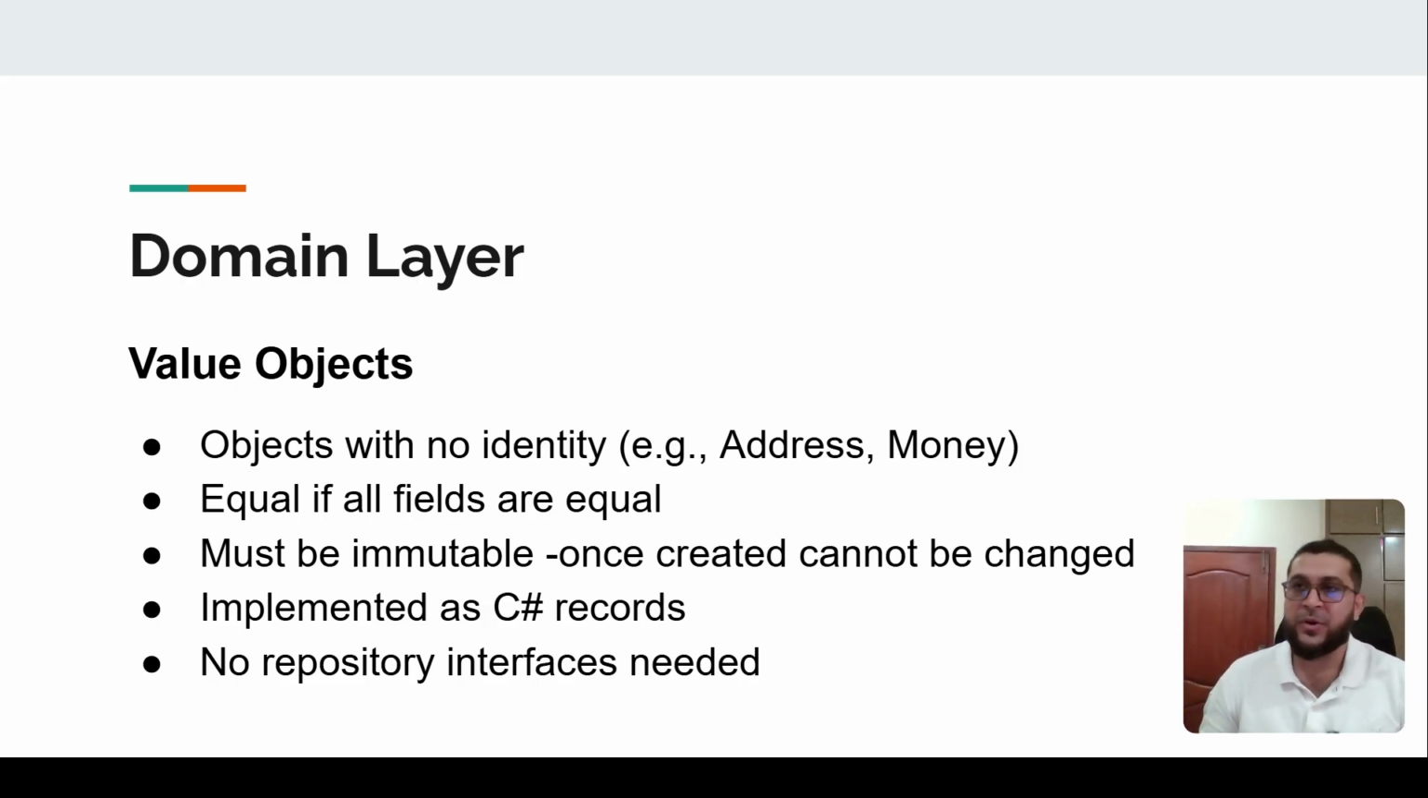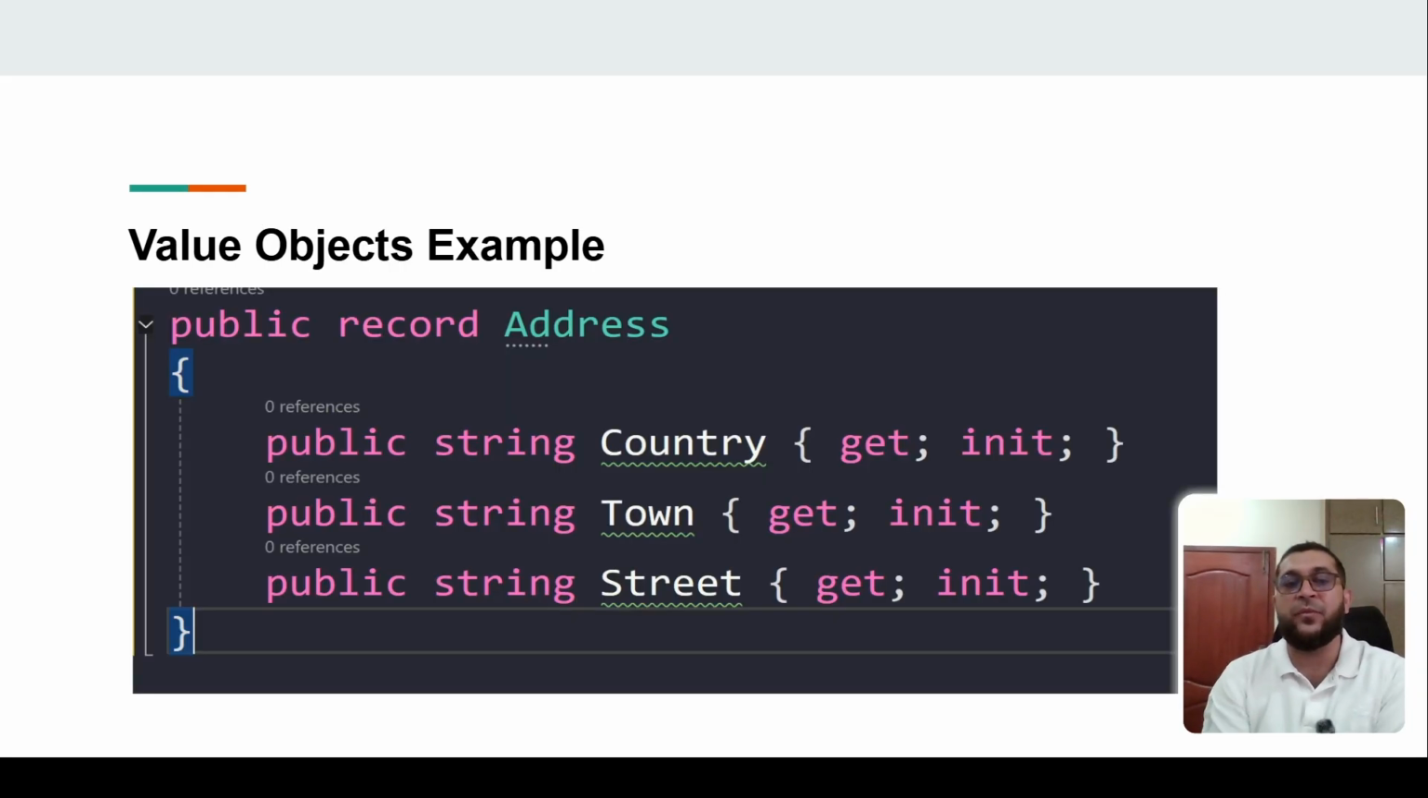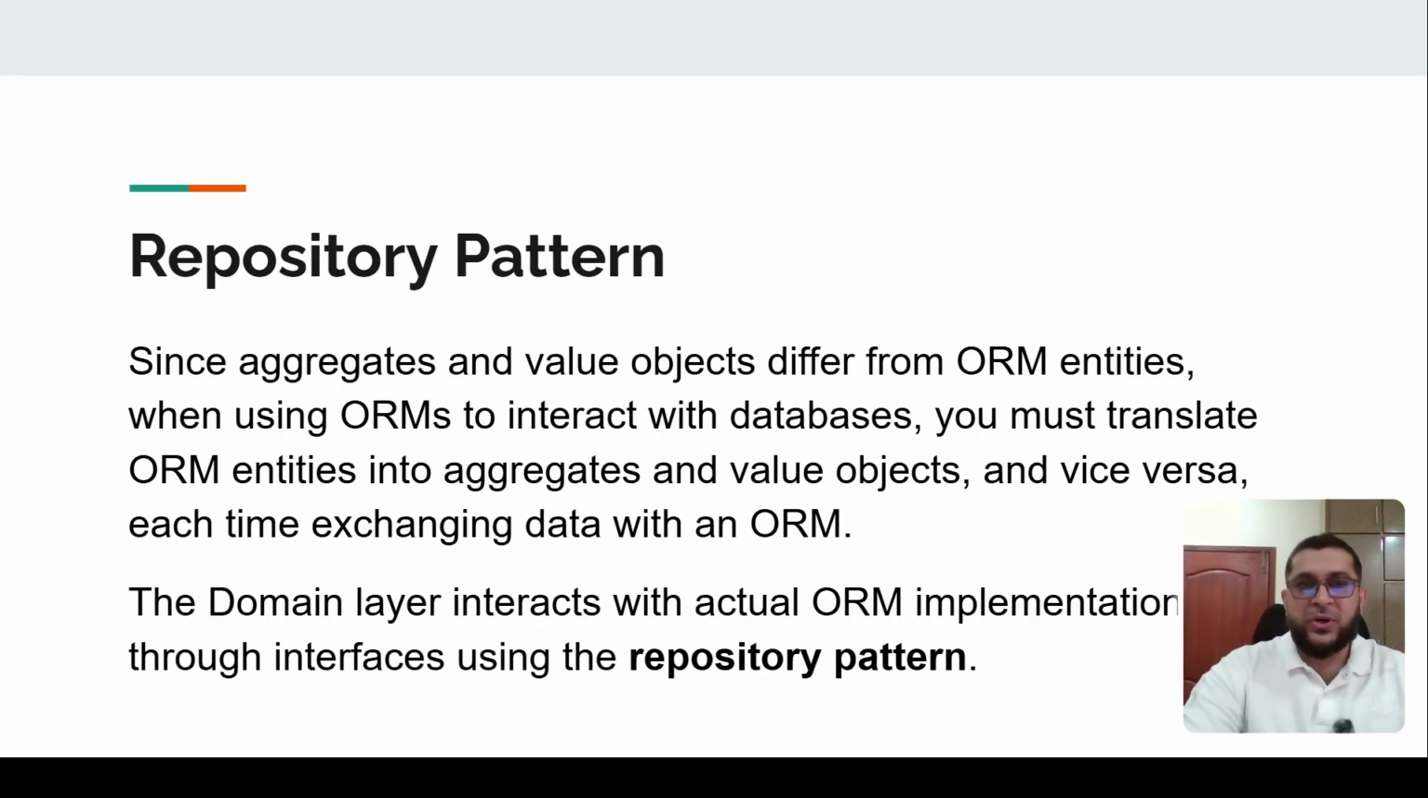It is implemented in C#, which also provides records, so we can implement this as a record when we do actual coding. And there is no repository interface needed for a value object. So here is an example of the value object in domain-driven design. For example, if we have an address like country, town, street, combined we create one record, which is called the value object. So next we'll cover the repository pattern.